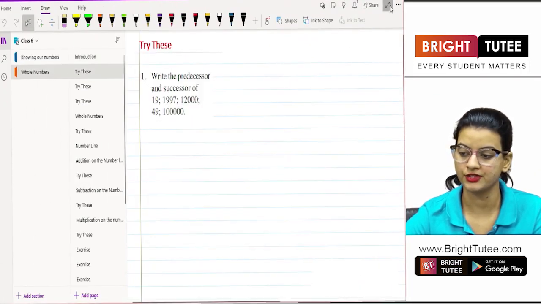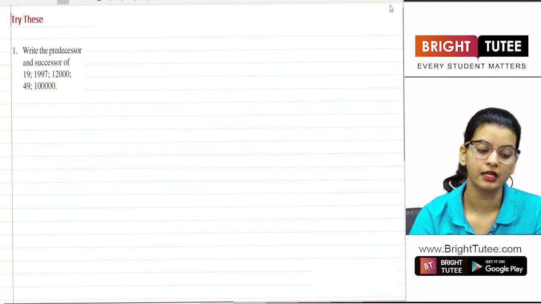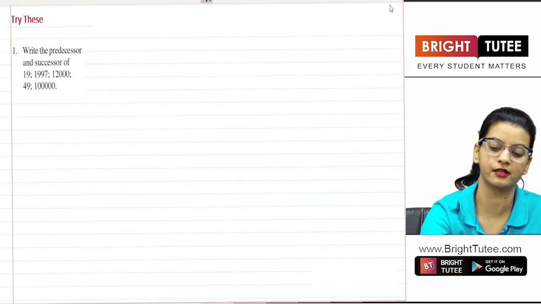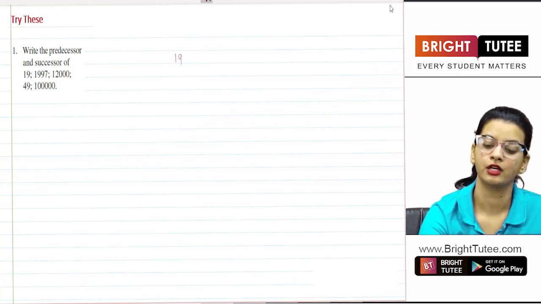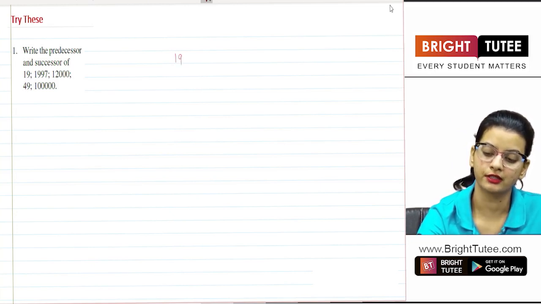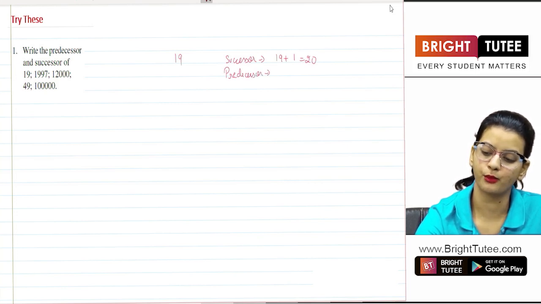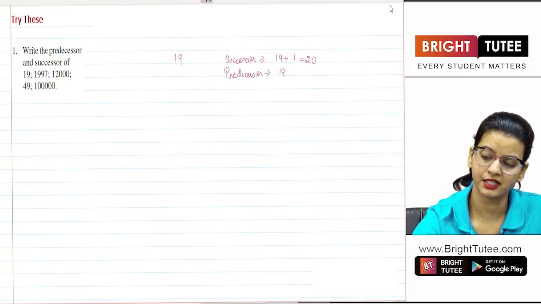Now let's try these questions. Write the predecessor and successor of 19. First let us write the successor. The successor will be 19 plus 1, that is 20. Now the predecessor will be 19 minus 1, that is 18.